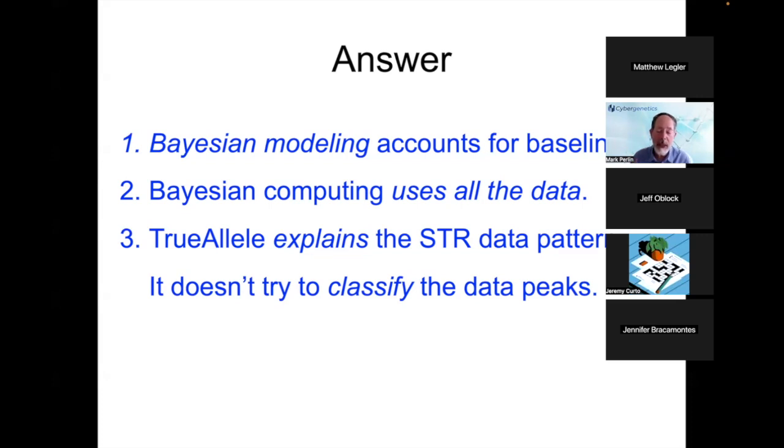TrueAllele explains the data. It doesn't try to classify the peaks. In science, nobody's trying to classify anything. The AI programs, statistical linear regression, there's no classification. You explain the data, and better explanations will have higher likelihood and ultimately higher probability. So it's not a matter of how do you know that this is a stutter peak? How do you know this is background? Nobody knows. It's just data.